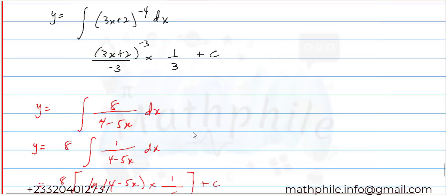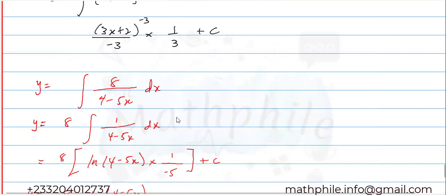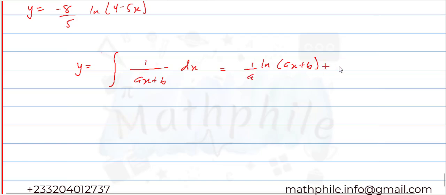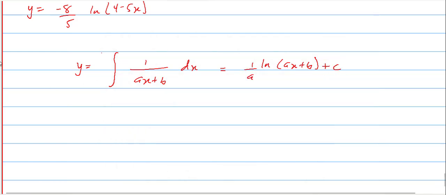So that is how to integrate functions of this form. Just to recap and summarize all this, we get y is equal to the integral of, let's say, 1 over ax plus b dx. The final answer is going to be ln of ax plus b multiplied by 1 over the differential, so 1 over a, plus c, and that will answer the question. And that will be all for today's lesson.